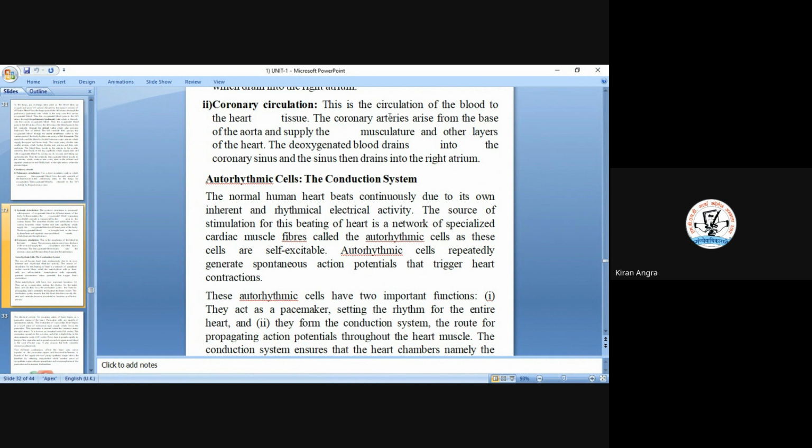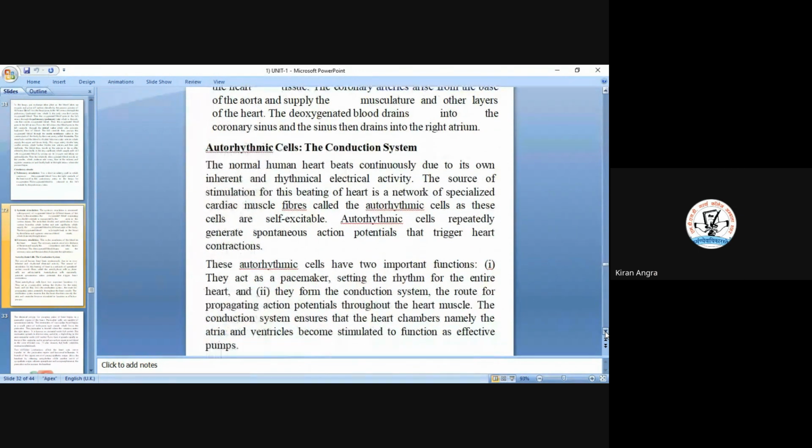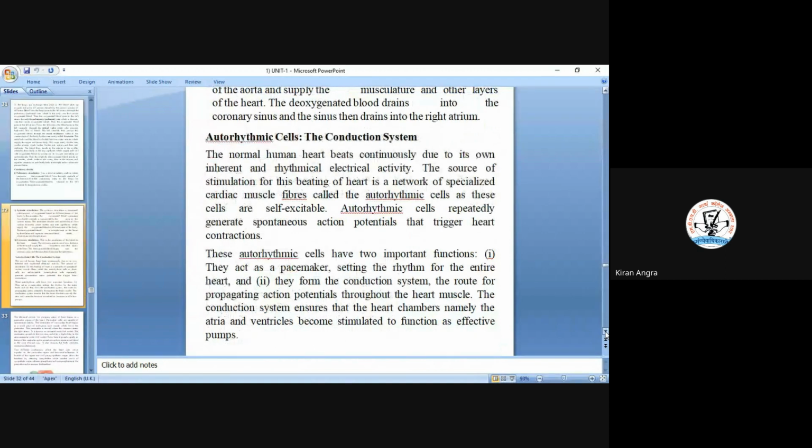The coronary arteries arise from the base of the aorta and supply blood to the muscle and different layers of the heart. And the deoxygenated blood comes back to the coronary sinuses, and these sinuses drain the blood back to the right atrium. So this is coronary circulation.